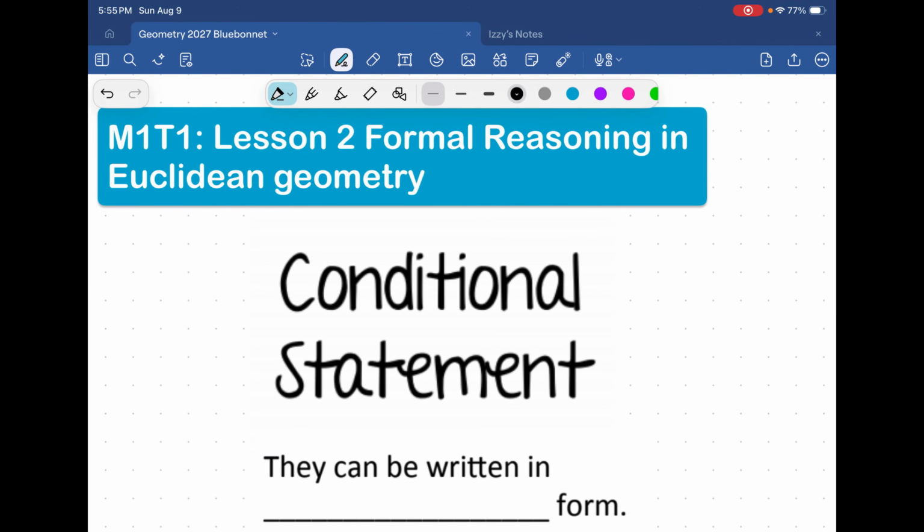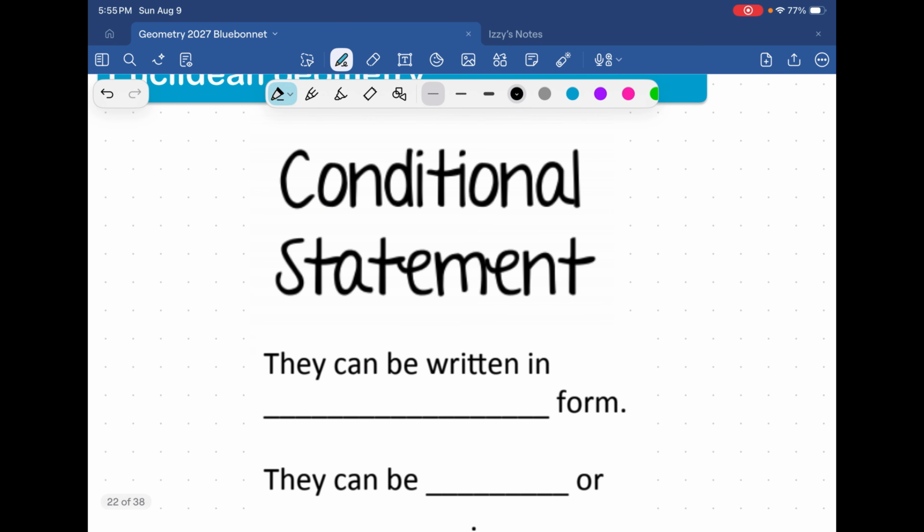Today's lesson is Module 1, Topic 1, Lesson 2, Formal Reasoning in Euclidean Geometry. Let's go ahead and start with our definition of a conditional statement. Conditional statements are statements that can be written in the if, then form.